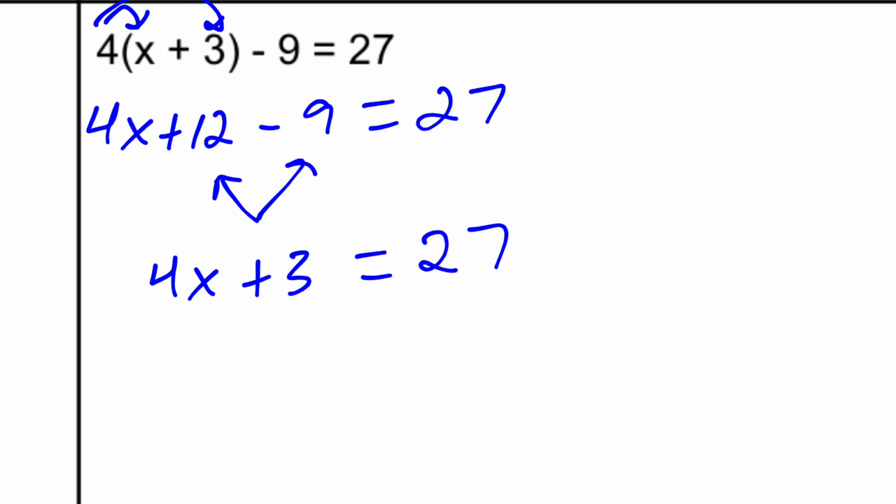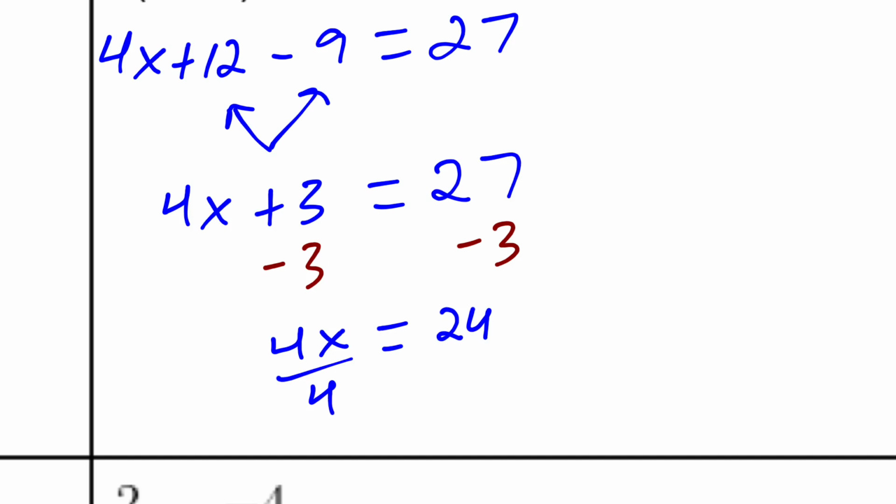Now we're at a two-step equation. It looks a little bit easier. We have simplified things. We cancel out the addition first. So we have 4x is equal to 24. And then we cancel out the multiplication by dividing by 4. Final answer, x is equal to 6.